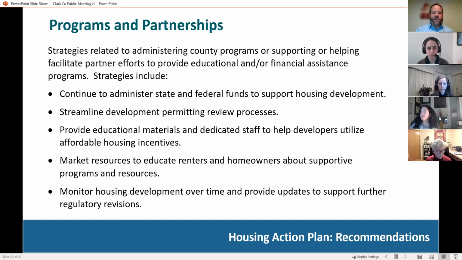Marketing resources to educate renters and homeowners about supportive programs and resources. And then fifth is monitoring housing development over time and providing updates to support further regulatory revisions. So really maintaining an inventory of housing and new housing and a lot of the data around that housing to help us make more educated decisions.